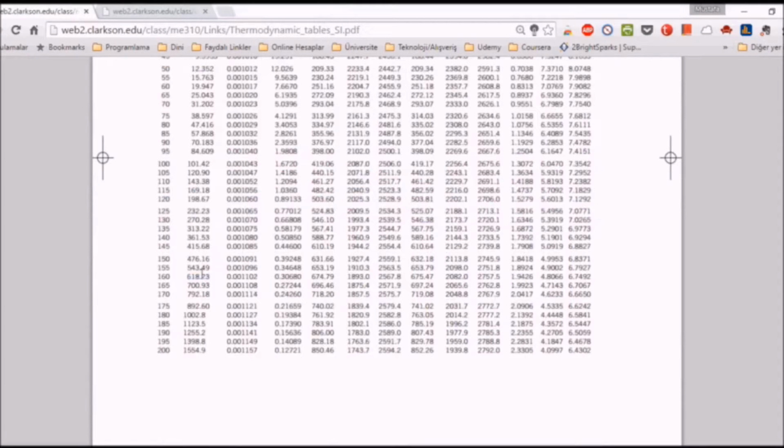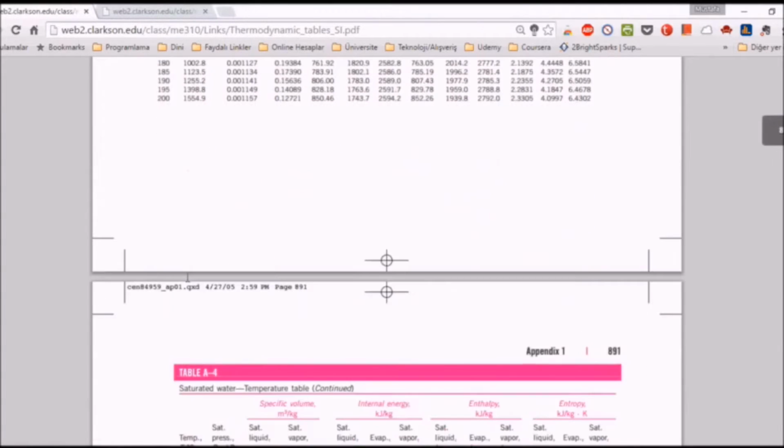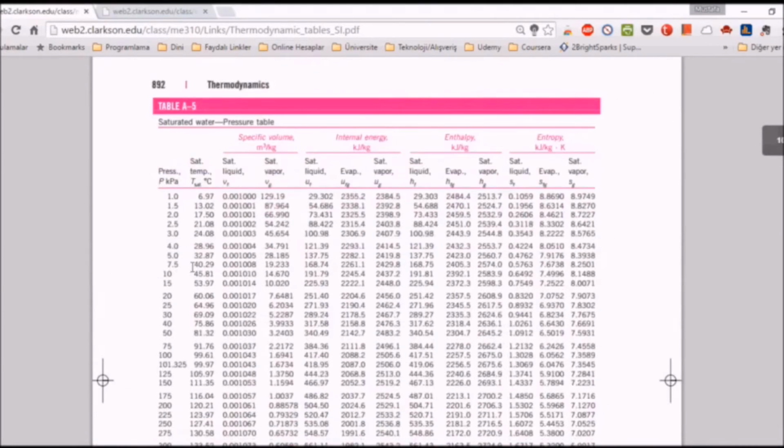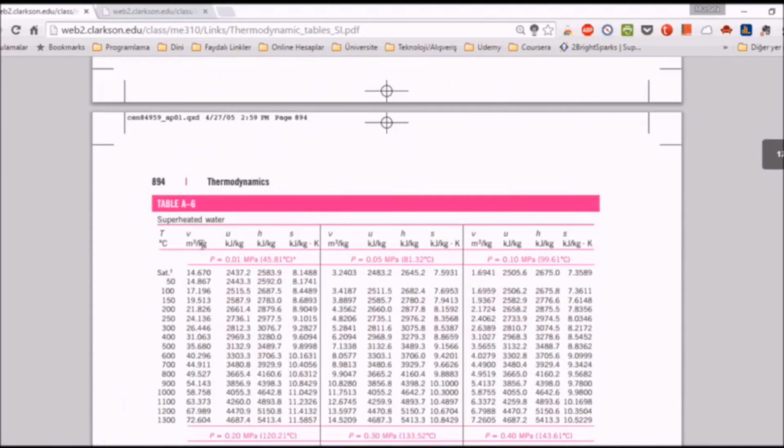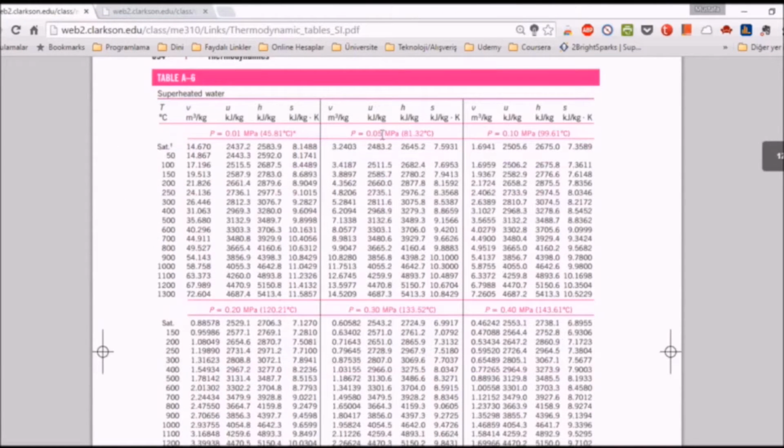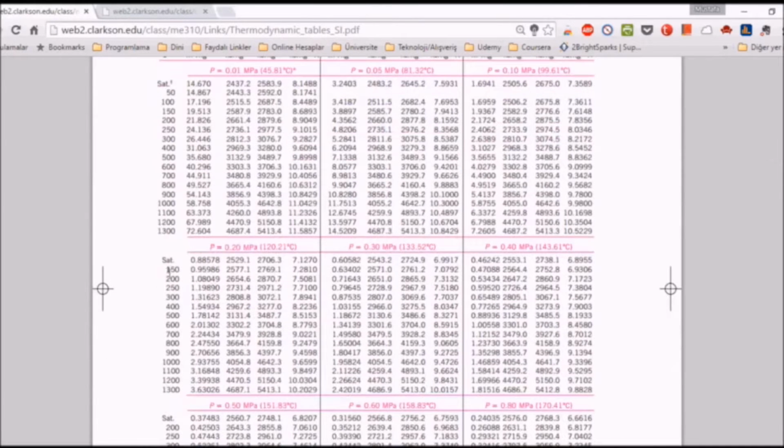Temperature is 160 and we see that the saturated pressure value is about 600. The state of the water is superheated, we understood. So we will look at superheated tables for water. Our pressure was 200 kilopascal, this means 0.2 megapascal, and temperature was 160.